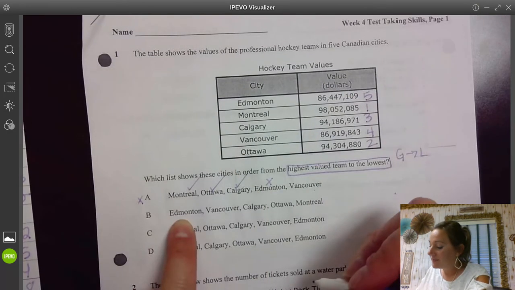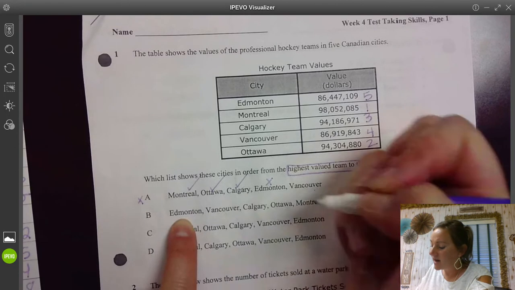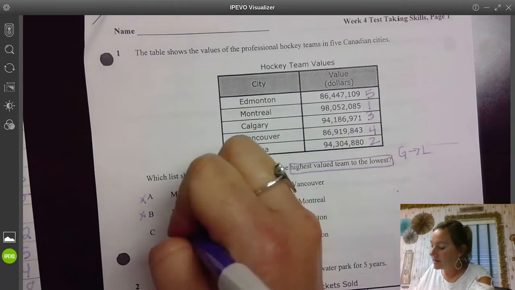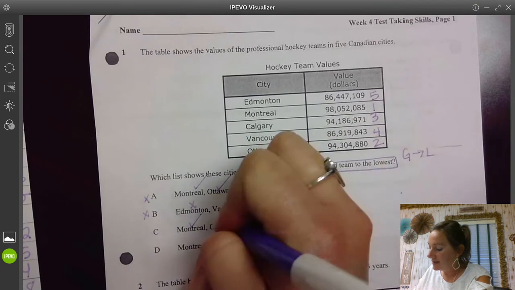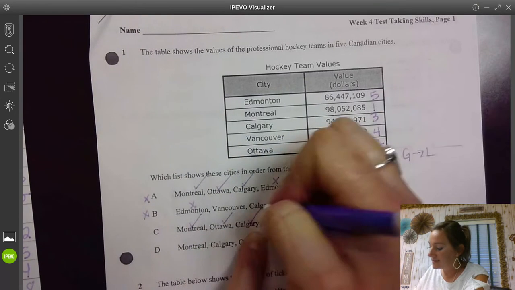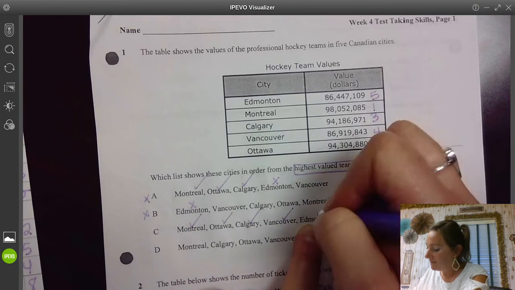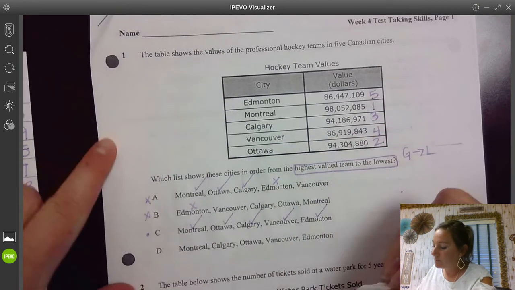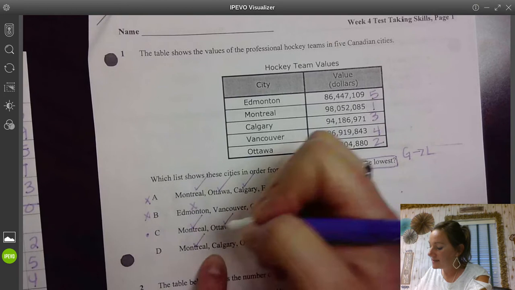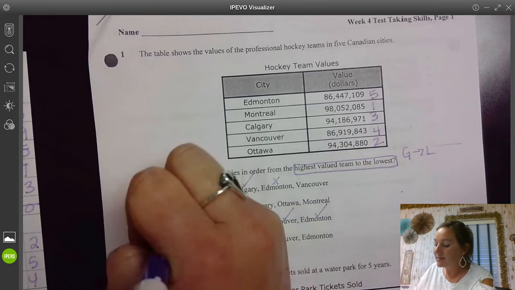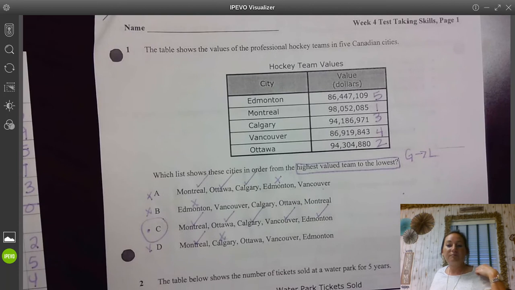Take a look at B. Edmonton, that wasn't first. Edmonton was the fifth. So nope. See, Montreal, yep. Second, yep. Third, yes. Fourth, Vancouver, yep. Edmonton, fifth, yep. There's my possibility. I have Montreal first, yes. Calgary third, not second. So my answer is H.